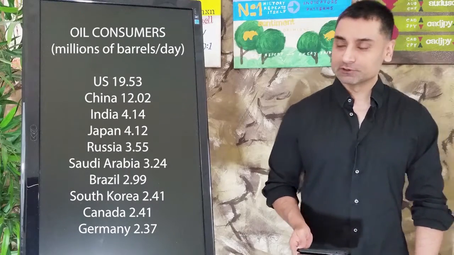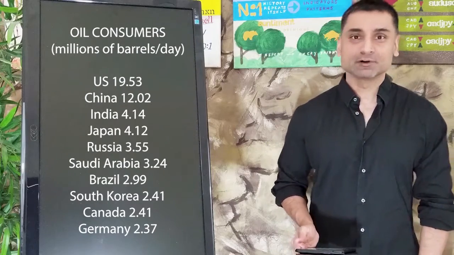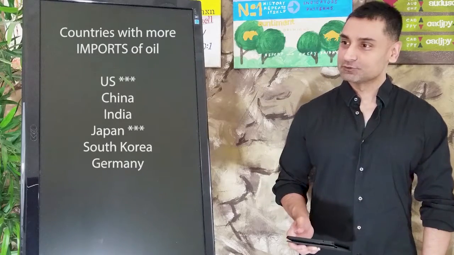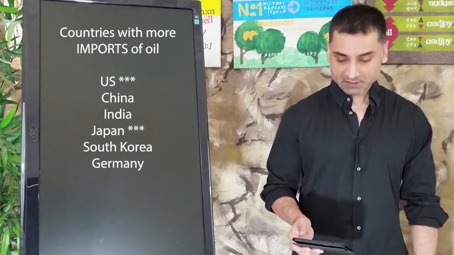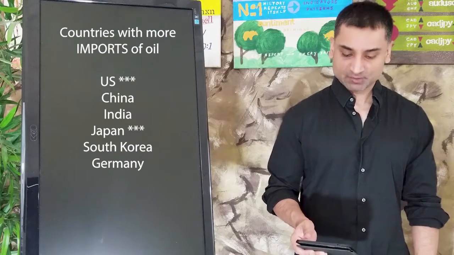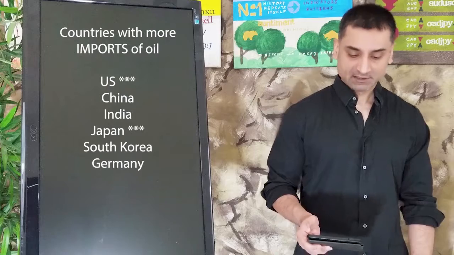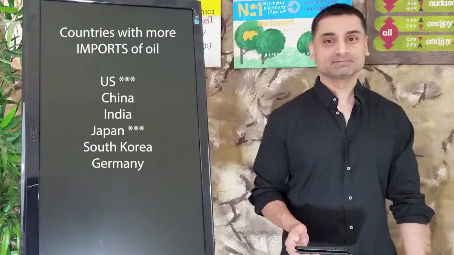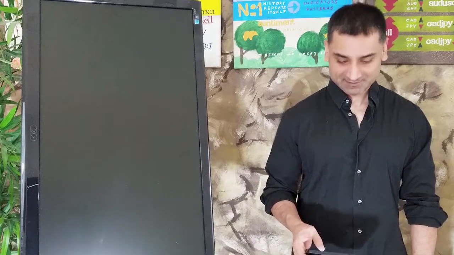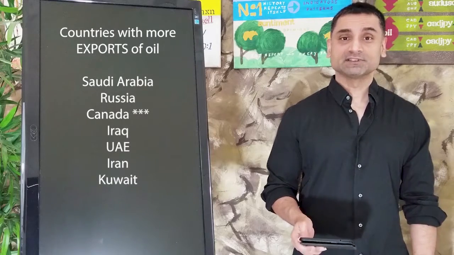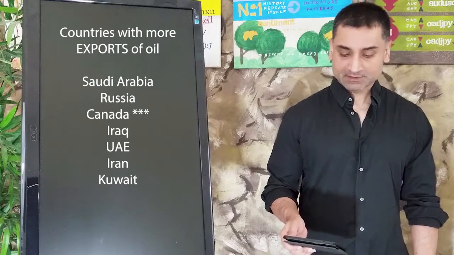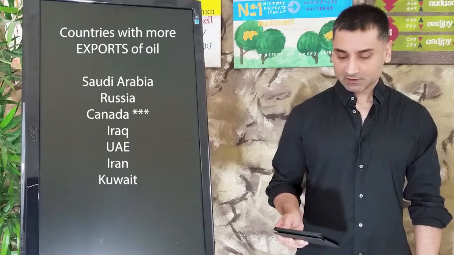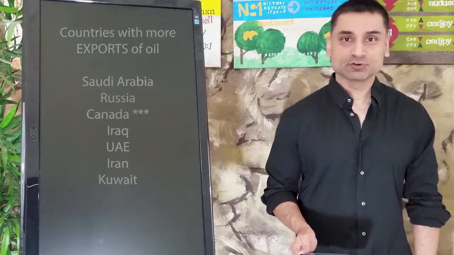Now, with these two categories, we want to find out which countries have more exports and which countries have more imports. So, the countries with more imports of oil are the US, China, India, Japan, South Korea, and Germany. The ones with the asterisks are the ones that are tradable, that are suitable for trading. And the countries with more exports of oil are Saudi Arabia, Russia, Canada, Iraq, UAE, Iran, and Kuwait. On this list, only Canada is suitable for trading.